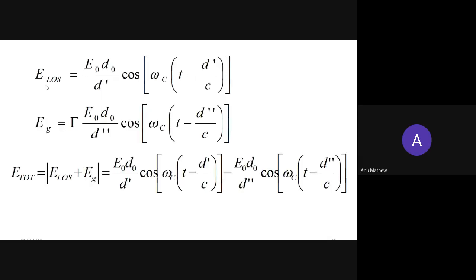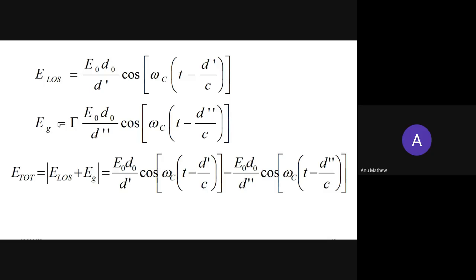So this is the energy in a line of sight propagation or radio propagation wave. Then this omega C is the angular frequency, and C is the velocity of light. Next, the energy of the ground reflected wave, EG.